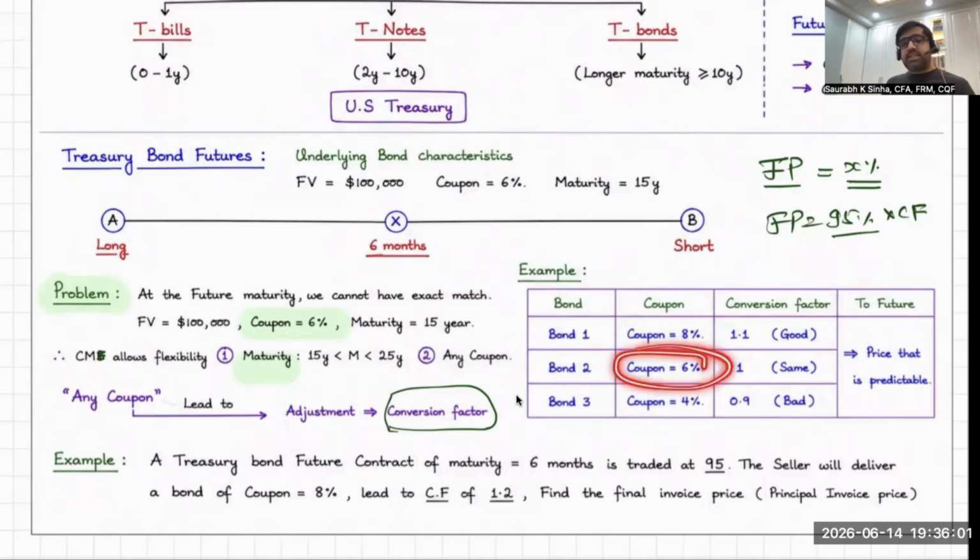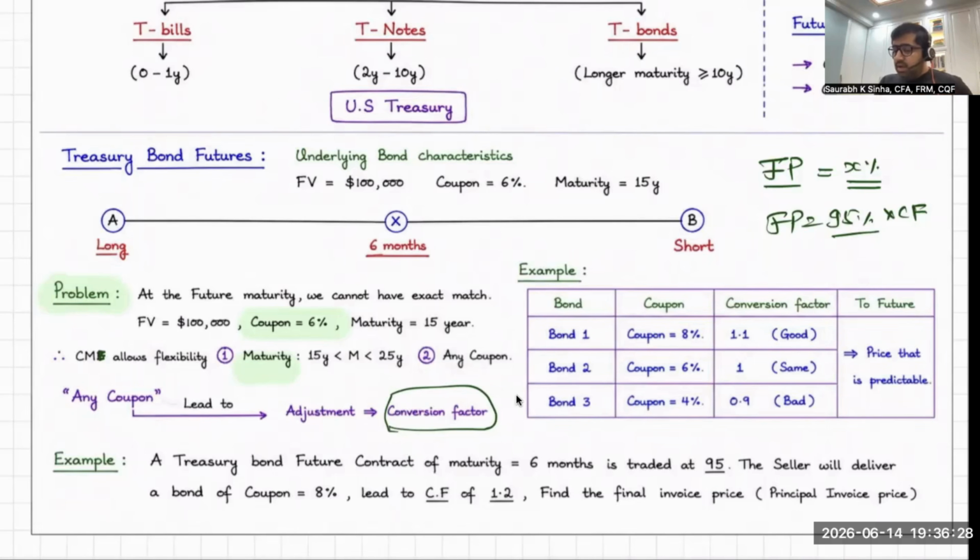If you're delivering me a 6% coupon bond, then it is identical to the underlying asset I was expecting, and therefore I'll give a conversion factor of 1. And if you deliver me a treasury bond which has a coupon of 4%, then the conversion factor would be 0.9 because I perceive it as a bad bond.